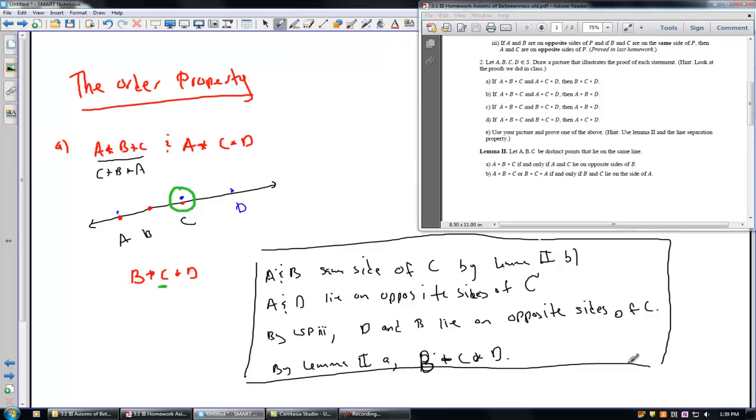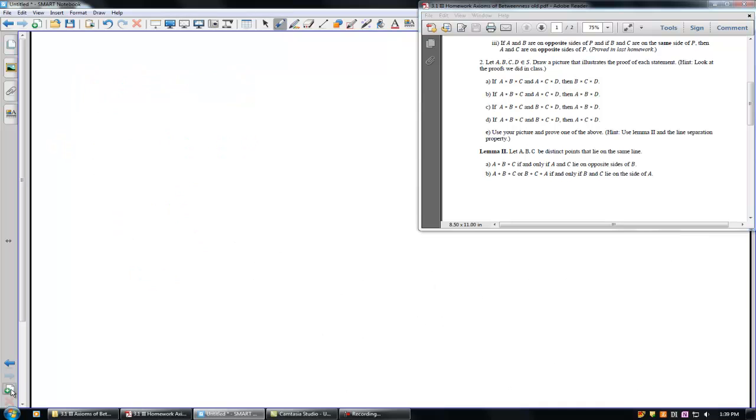you can do that for part, I think it's E? Yeah, for part E we do that. If you look at the next one, part B, this is the one we did in class. Let's look at the next one. So the next one, part B, we have the same assumptions. We have B's between A and C, and again C's between A and D.